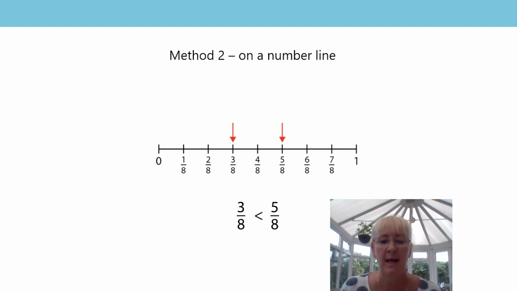3/8 is less than 5/8. Fantastic. So what part of the fraction tells you this? Yes, that's correct. It's the numerator. So because I know that 3 is less than 5, so 3/8 is less than 5/8.